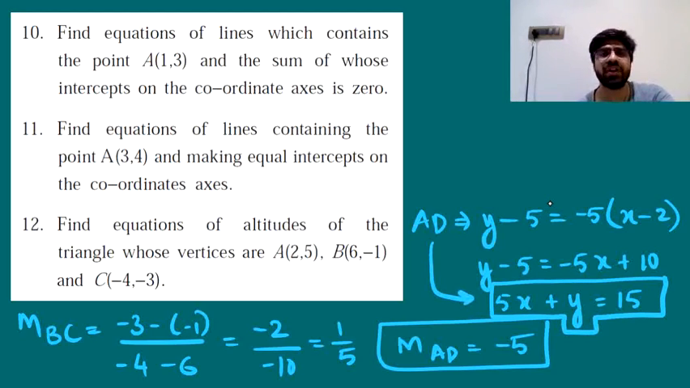In a similar way, you can find the equation of the other two altitudes, which can be taken as BE and CF. So the method being the same, I'm not solving it. It's the very same method, and like I said, find the equations of those two altitudes by the same method.